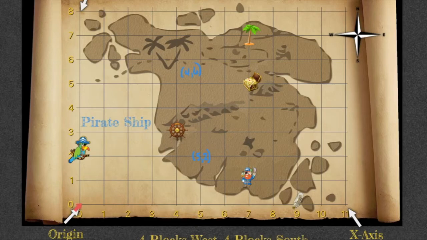We start with our x-axis. How far did he travel on the x-axis? Well, that pirate ship is nowhere. It is at 0. So the x-axis for the pirate ship is going to be 0. And the y-axis, he has traveled all of 2 blocks north. So our y-axis would be 2.